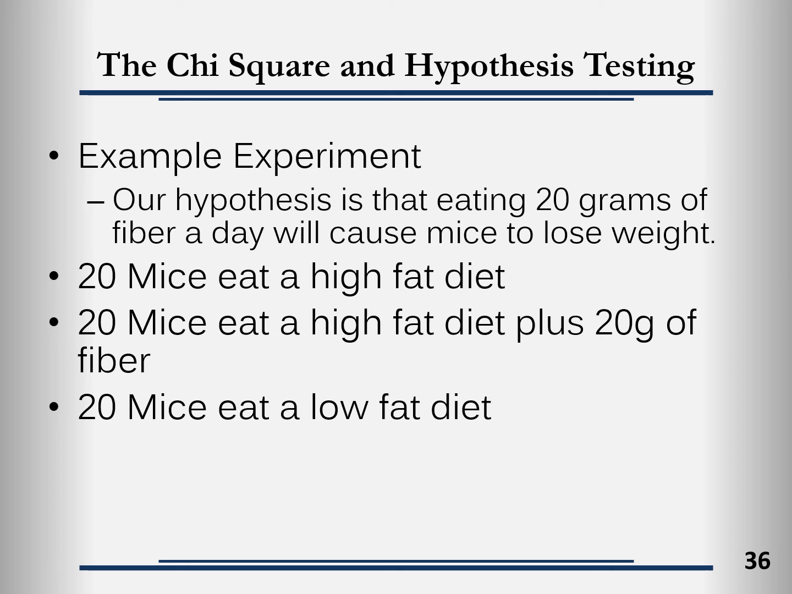You have probably seen in the news and in various publications the idea that eating a high fiber diet is going to promote a leaner body mass. So we have this hypothesis that eating 20 grams of fiber a day will cause mice to lose weight. And so we designed an experiment. 20 mice we're going to give a high-fat diet. 20 mice we're going to give a high-fat diet plus 20 grams of fiber. And 20 mice are going to get a low-fat diet. So we have these 60 mice.